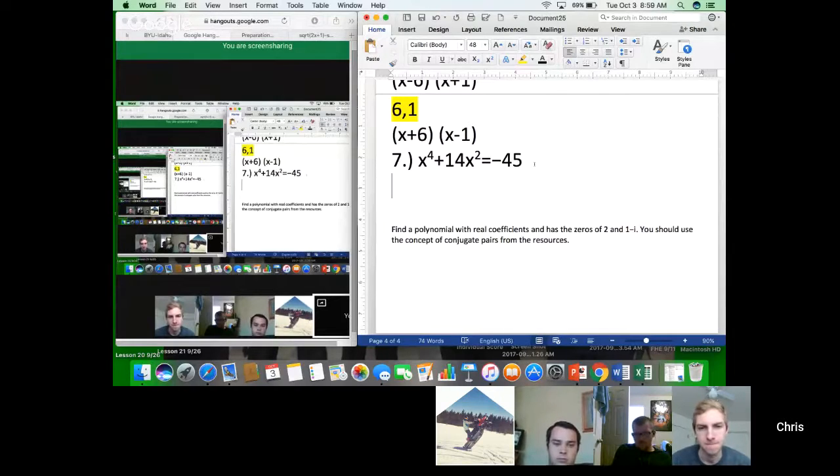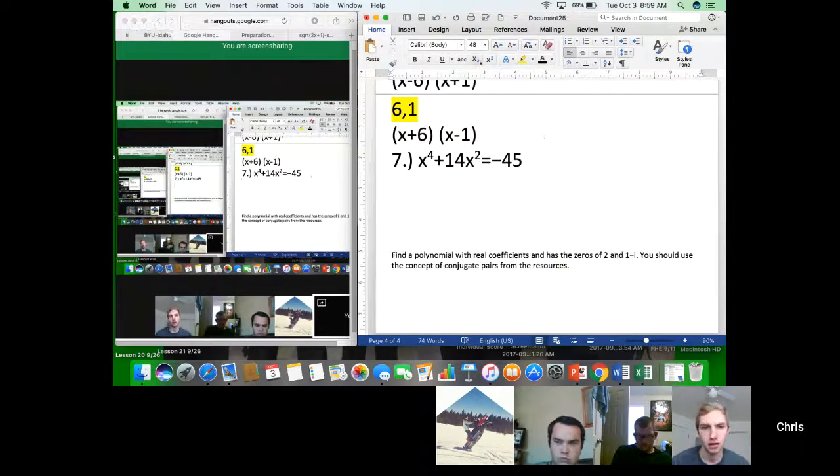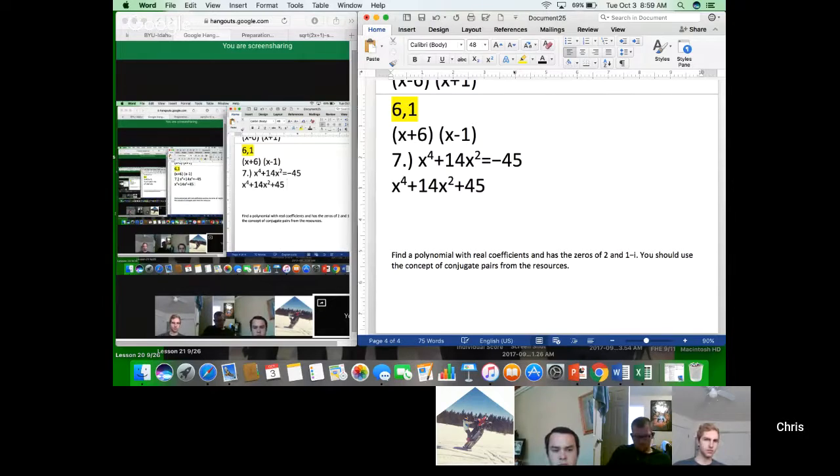So it'd be 4x plus 14x squared, or x to the fourth, sorry, plus 14x squared plus 45. And then we can quadratic formula that out. x to the fourth, you said? Yeah. Plus 14x squared plus 45 equals 0.